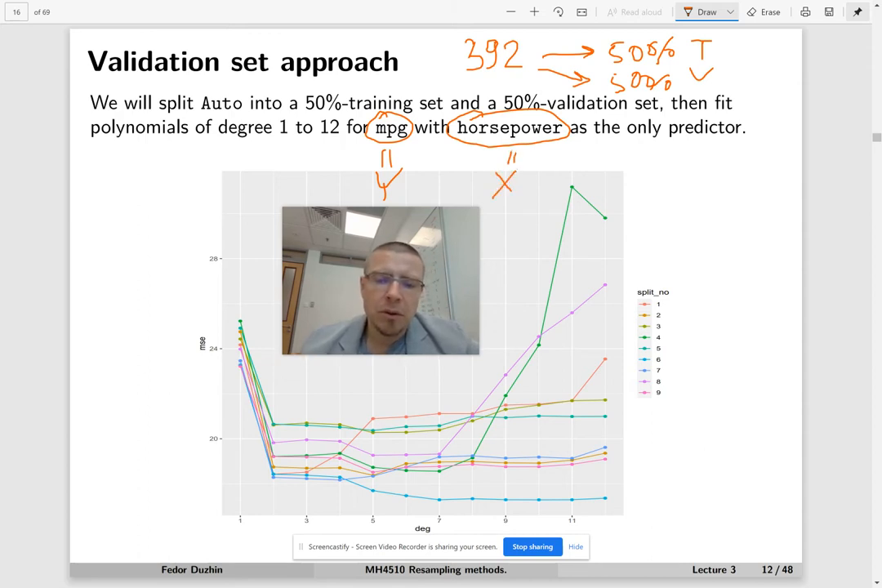So I'm going to fit models that look like this: b0 plus b1 x. This is degree 1. Then I'm going to fit another model, same thing but plus b2 x squared. This is a model of degree 2. Then I'm going to fit the third model, same thing plus b3 x cubed, and so on, right? And I'm going to fit 12 models, so for degrees from 1 to 12.